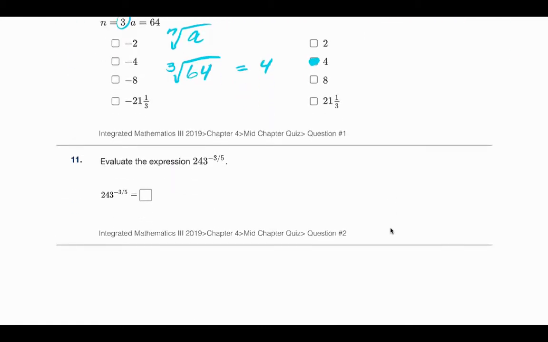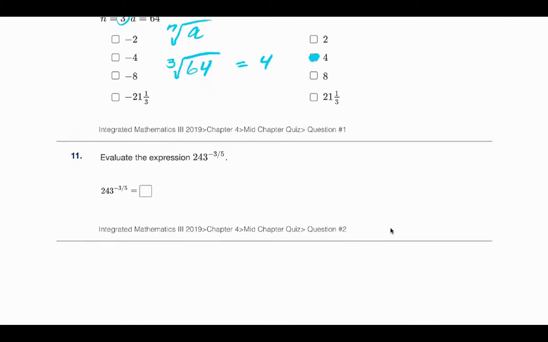All right, number 11. Let's evaluate the expression 243 raised to the negative 3/5 power. Now remember, we just did one similar to this earlier. So I can write this as 1 over 243 raised to the positive 3/5 power. Now let's look at that part right there, because we know we're going to keep it under 1.